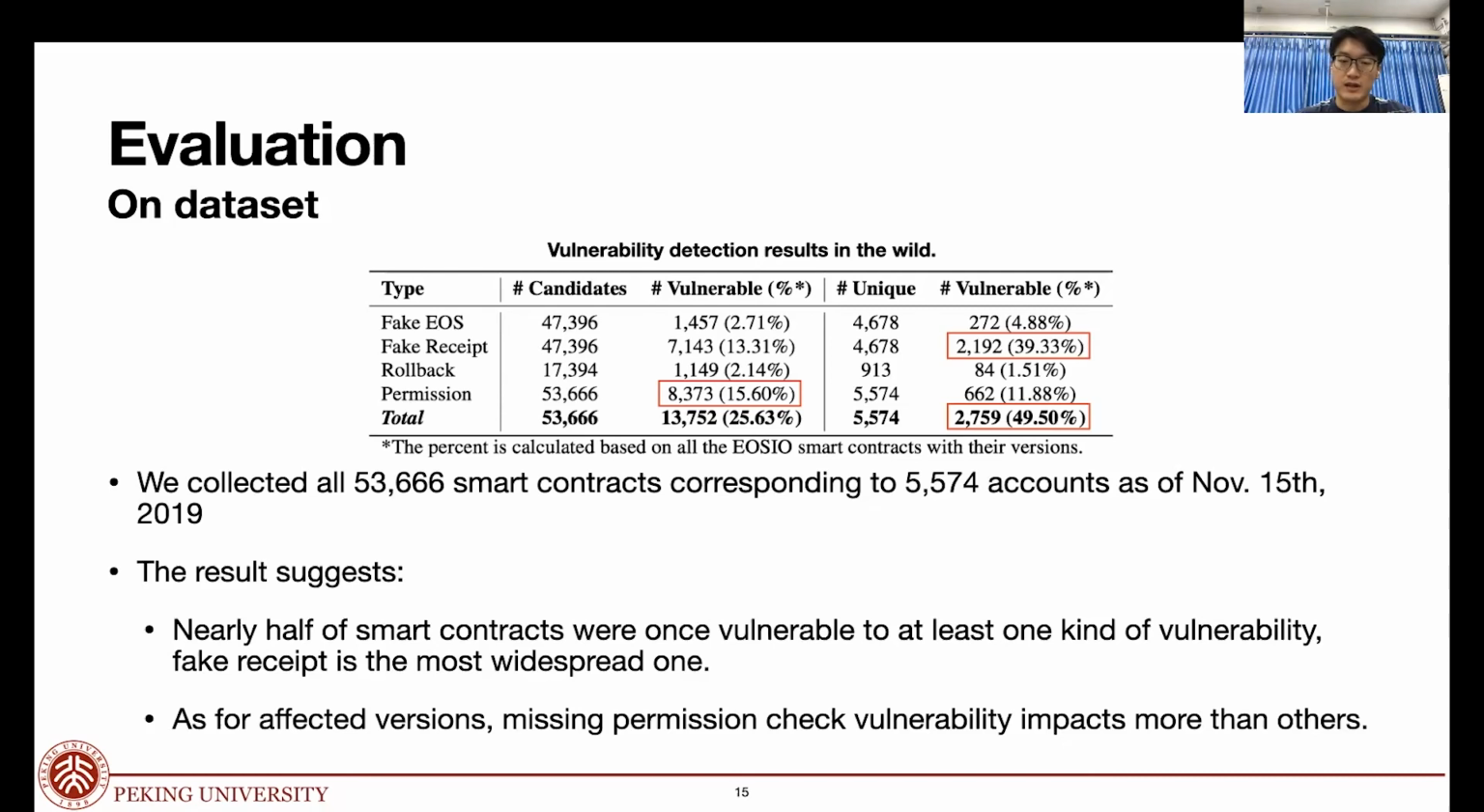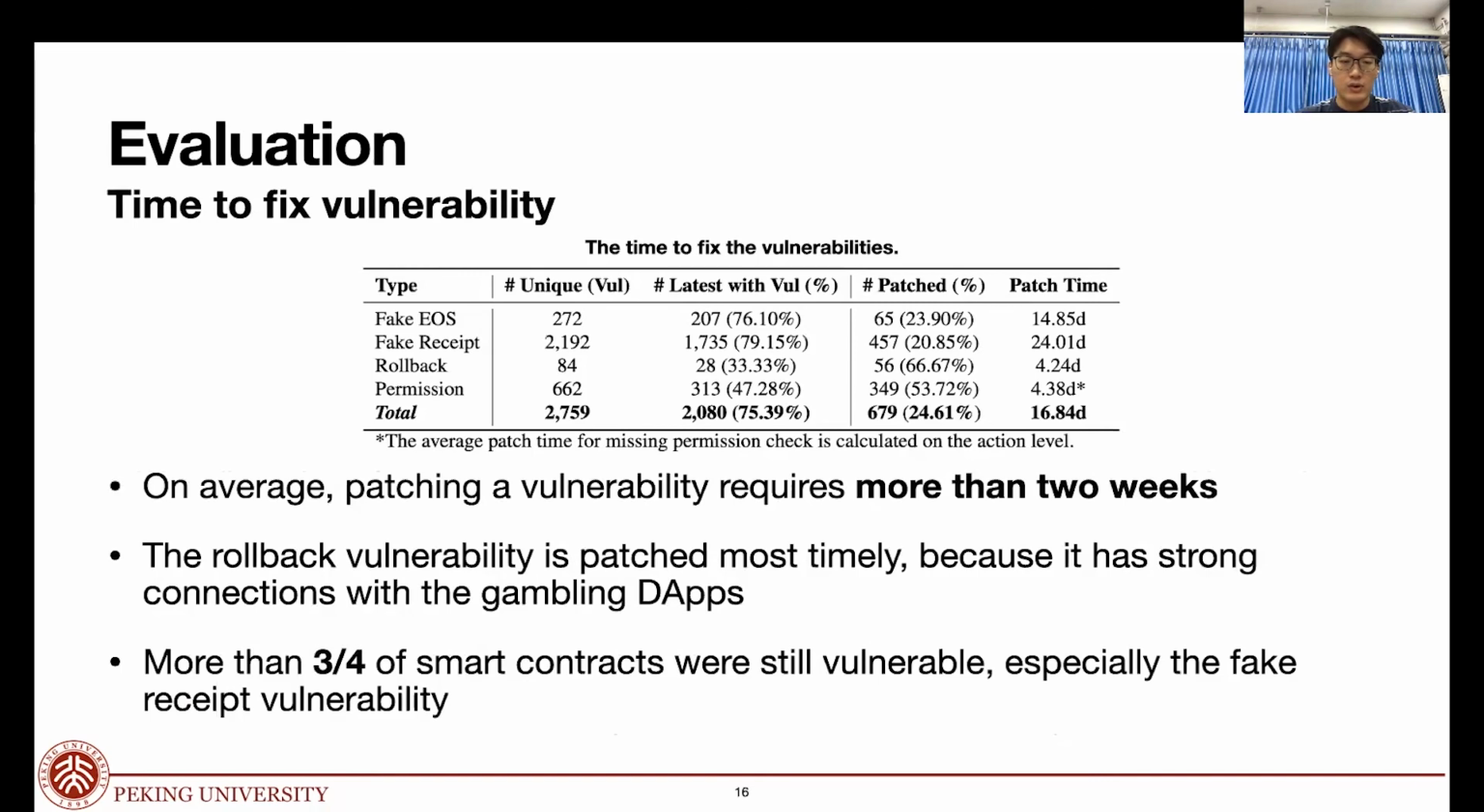Nearly half of smart contracts were once vulnerable to at least one kind of vulnerability. Fake receipt is the most widespread one. As for the affected versions, the missing permission check vulnerability impacts more than others. With the vulnerable versions of contracts, we can further evaluate how long it takes to fix vulnerabilities in EOSIO smart contracts. On average, patching a vulnerability requires more than 2 weeks.